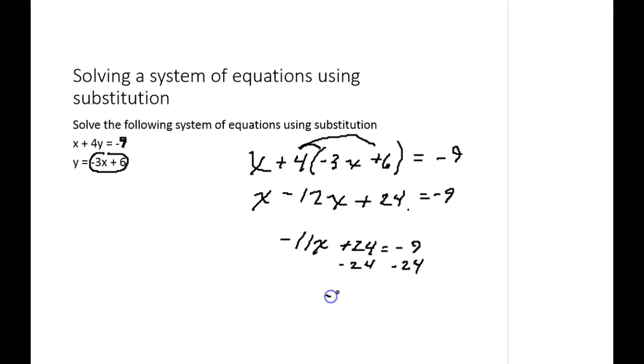I get negative 11x equals negative 33. Divide both sides by negative 11. These cancel out. x equals negative 33 over negative 11. That is a positive 3. So I know my x value is 3.